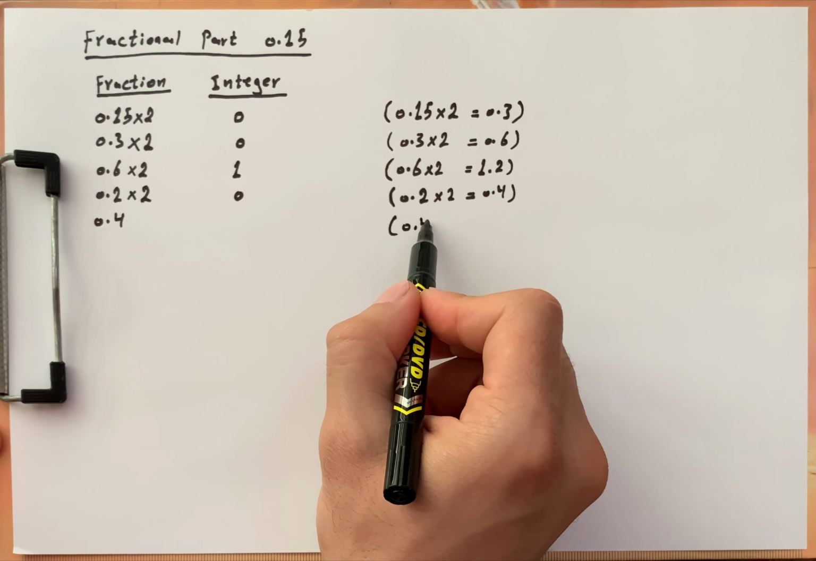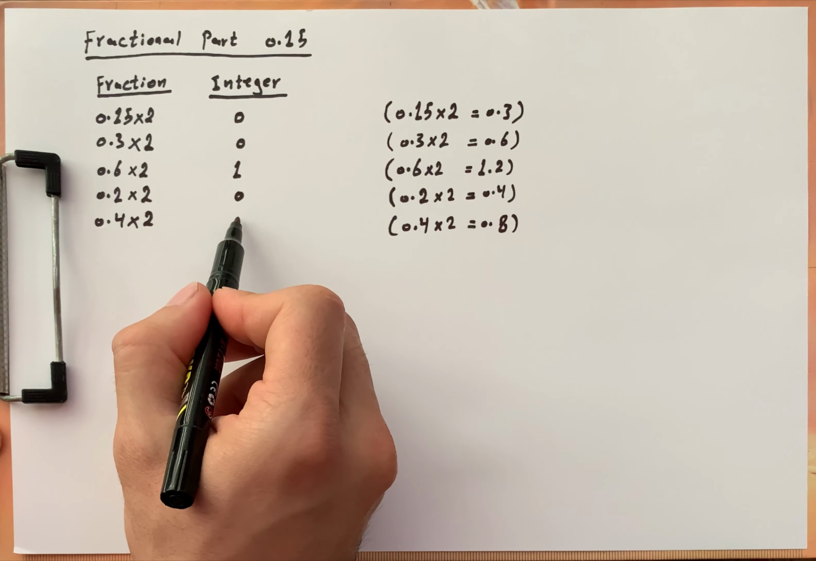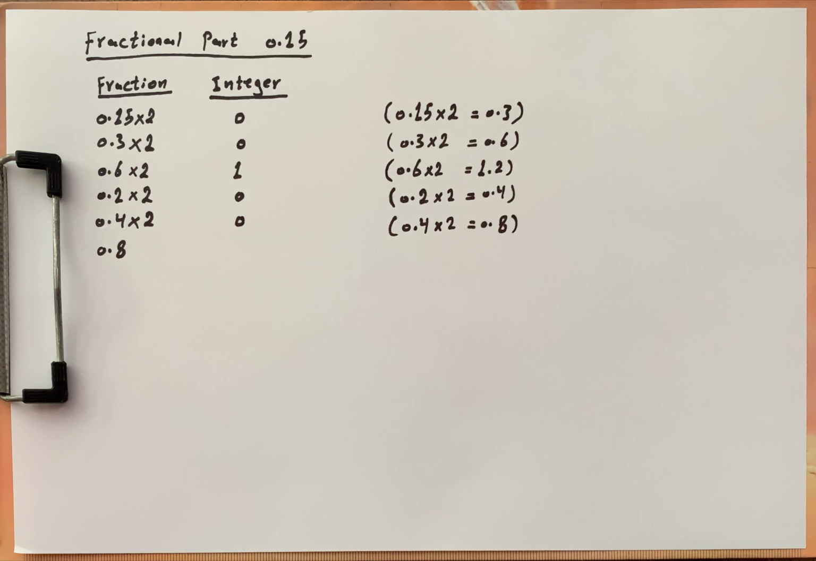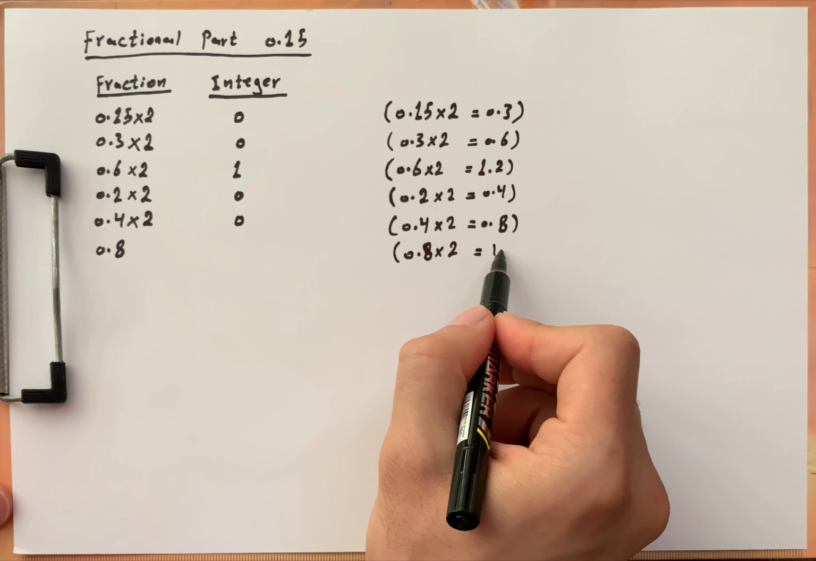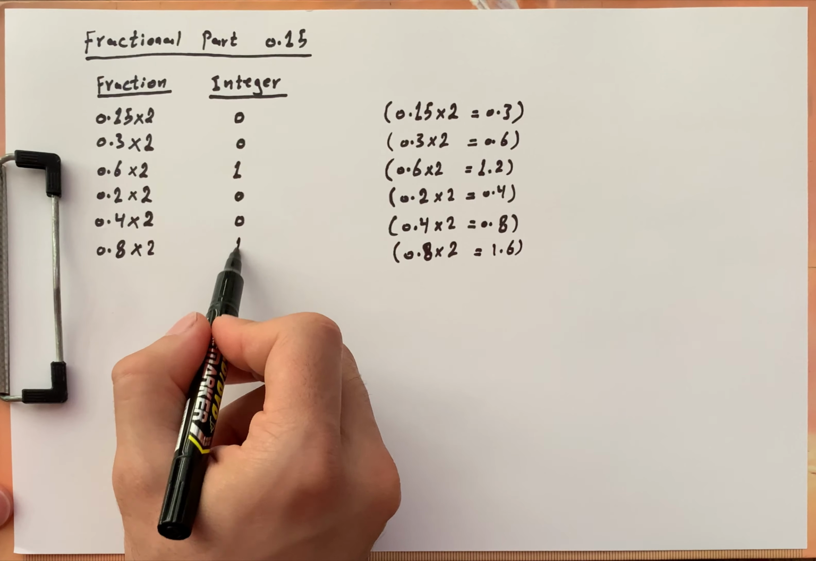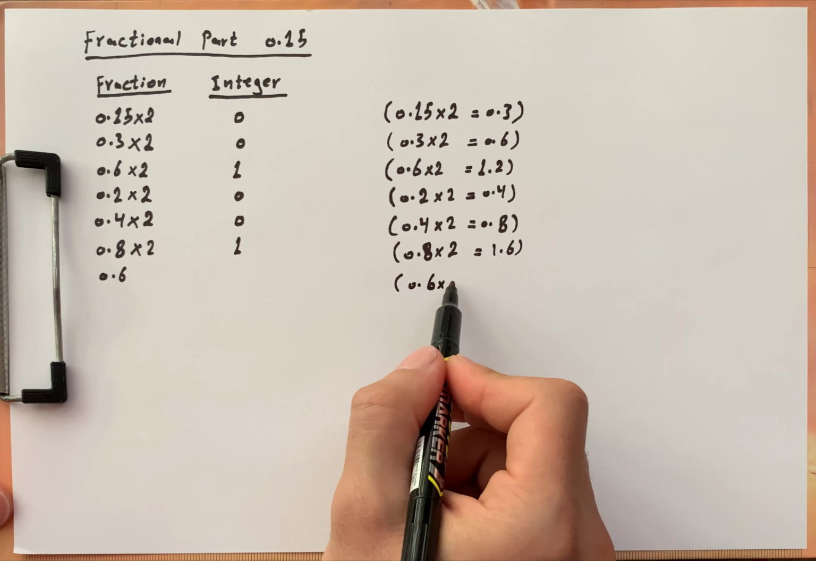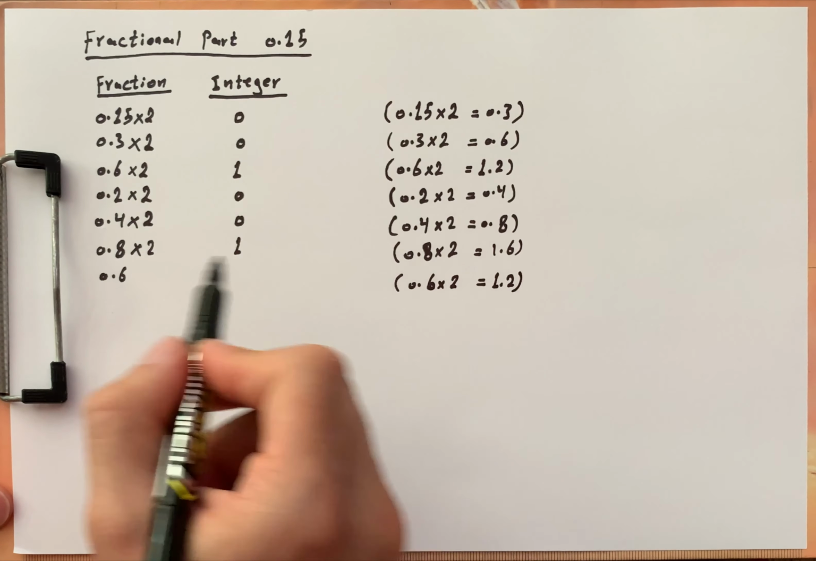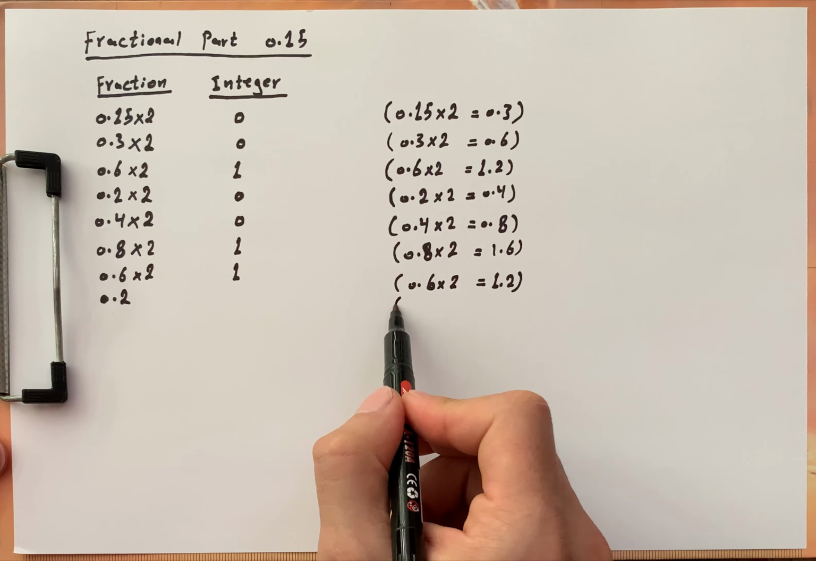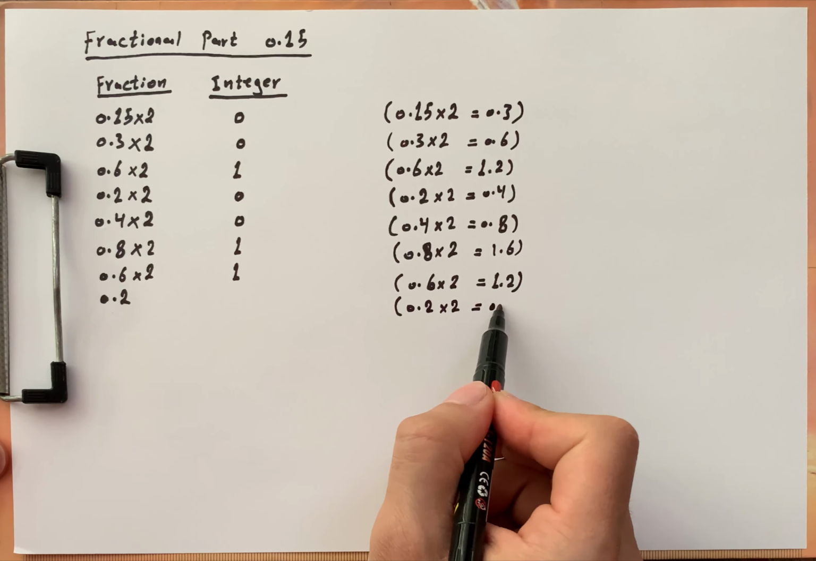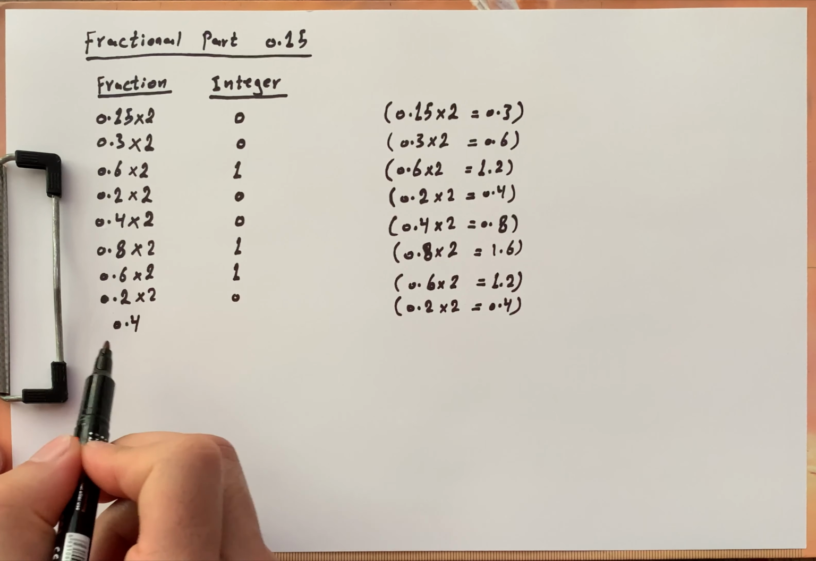Then multiply the number 0.4 by the base 2 equals 0.8. So the integer part is 0 and the fractional part is 0.8. Then multiply the number 0.8 by the base 2 equals 1.6. So the integer part is 1 and the fractional part is 0.6. Then multiply the number 0.6 by the base 2 equals 1.2. So the integer part is 1 and the fractional part is 0.2. Multiply the number 0.2 by the base 2 equals 0.4. So the integer part is 0 and the fractional part is 0.4.